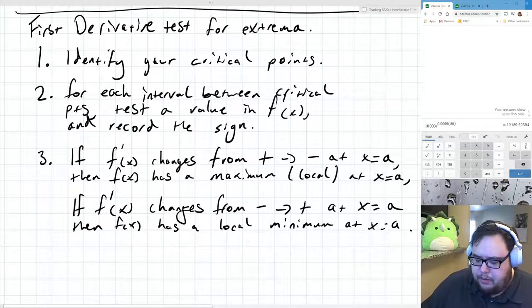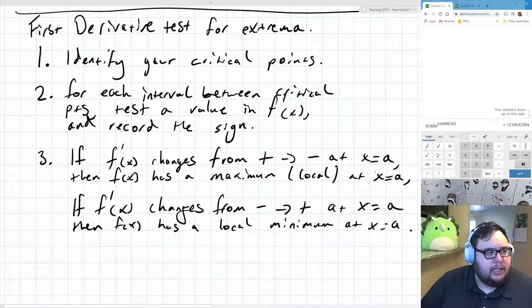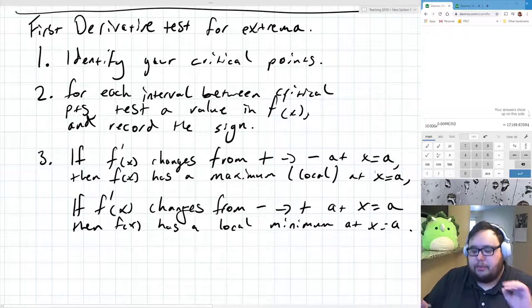So the first derivative test is relatively straightforward. You're basically identifying your critical points, and then you're making a sign chart for the first derivative.